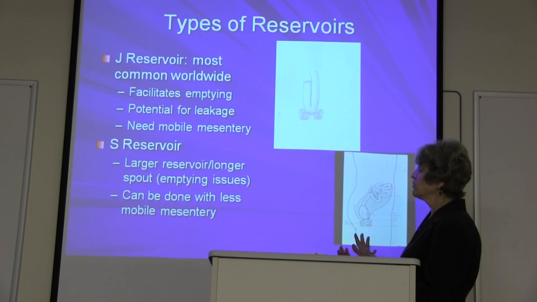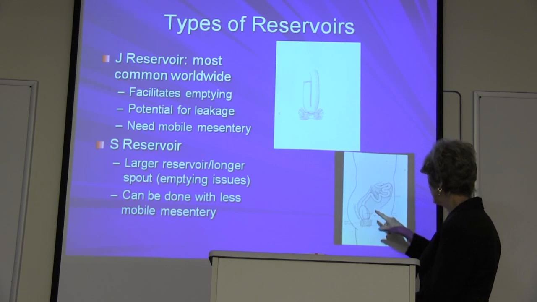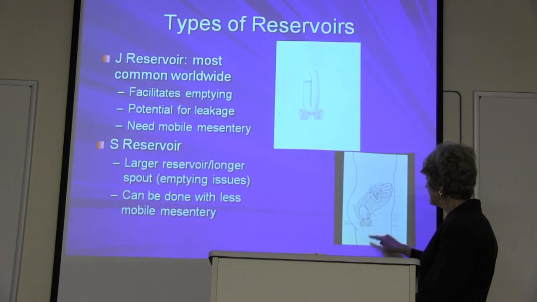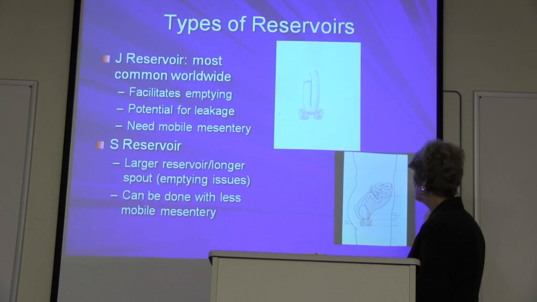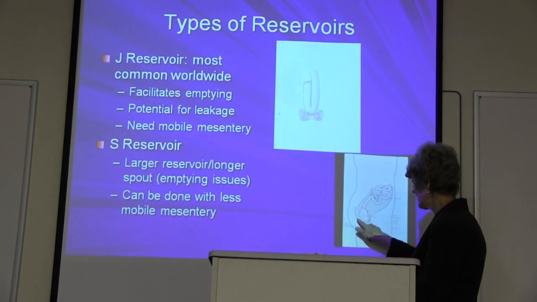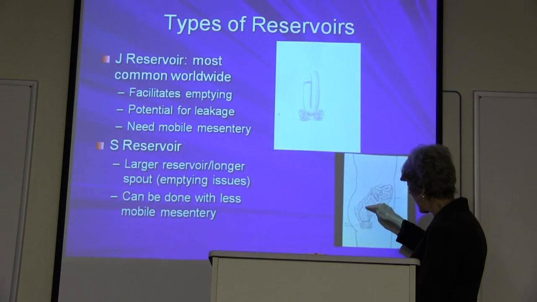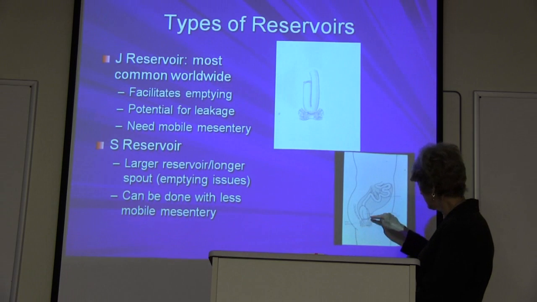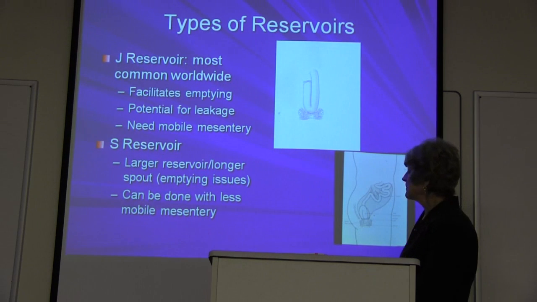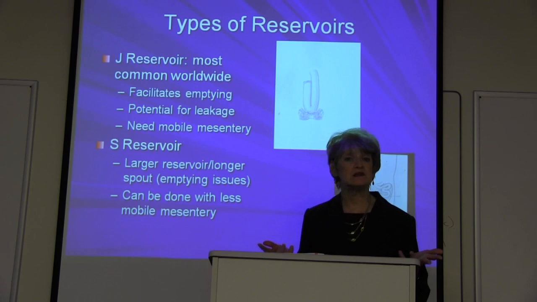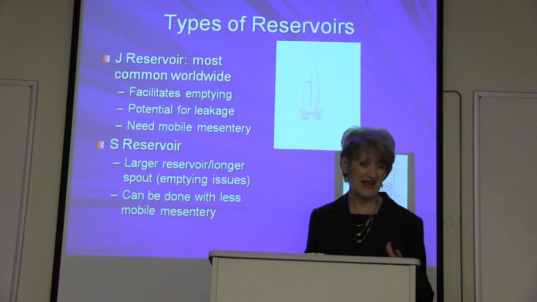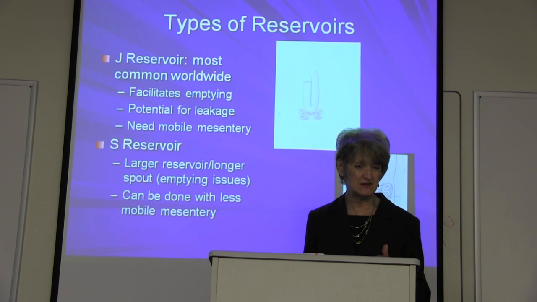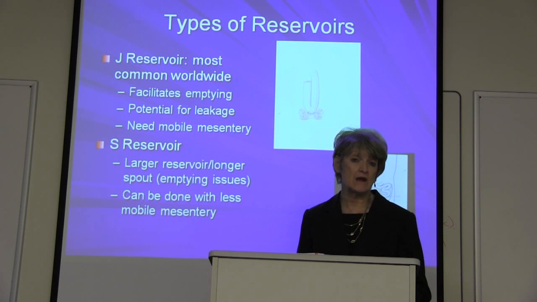The S reservoir we will not ask you about. I'm going to explain it briefly. This was one of the first reservoirs done. They used 3 limbs of bowel, which is why they call it an S reservoir. It created a larger reservoir that sat a little bit higher in the pelvis, so you ended up with a longer spout. The disadvantage was it was harder to empty. Patients had to strain a lot to empty. Sometimes they had to pass a catheter into the reservoir to empty. That's why it's not commonly done.